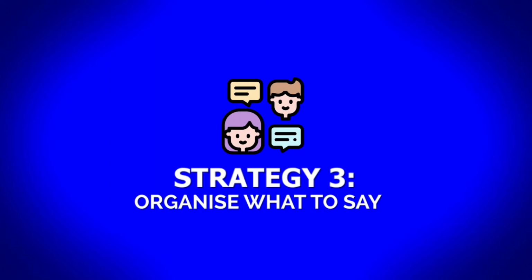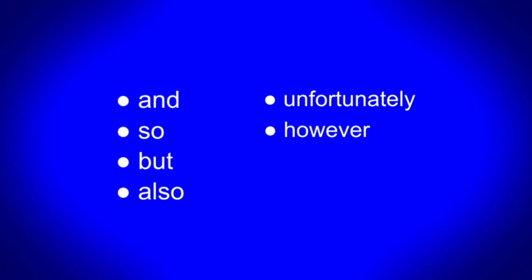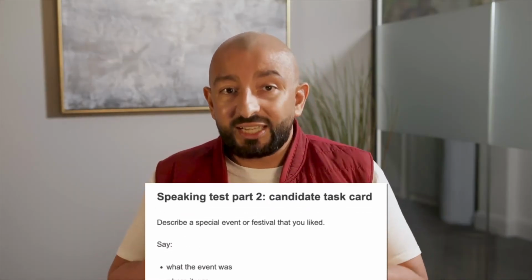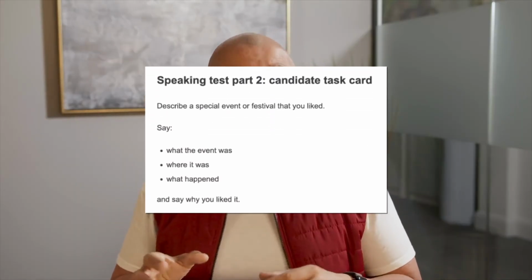So when you speak, try to organize your ideas clearly by using connecting words like and, so, or but. Also, use words like unfortunately, however, or for example, to make your talk easy to follow. These words help your speech flow better and make more sense. So follow your task card to cover all the points and explore the topic from different angles.